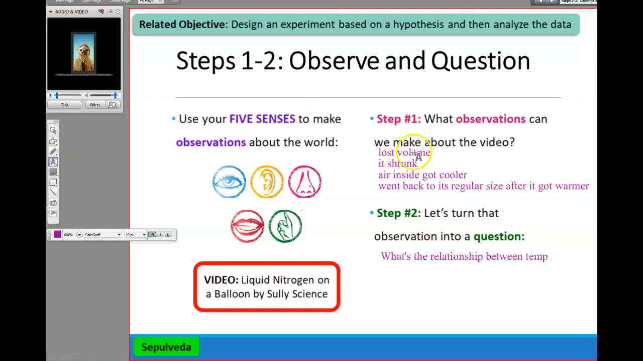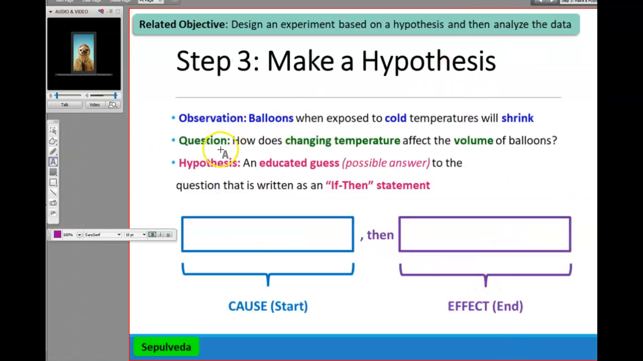Very good. So we're going to take that question here and we're going to make it a hypothesis. When we make it a hypothesis, obviously we observe that the balloon, when exposed to those cold temperatures, will shrink. And we know that our question goes into how does changing temperature affect the volume of the balloons. We need to now make that educated guess and make an if-then statement. So what statement can I make? Well, if the temperature increases, then what will happen to the volume? What can we say that will happen to the volume?